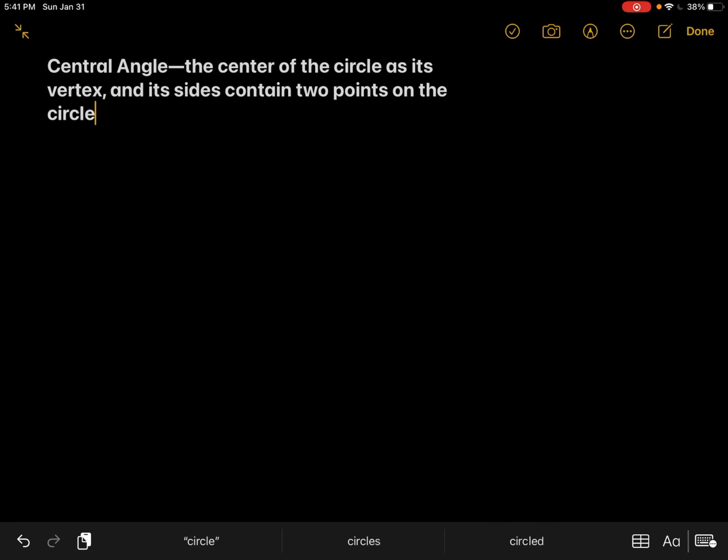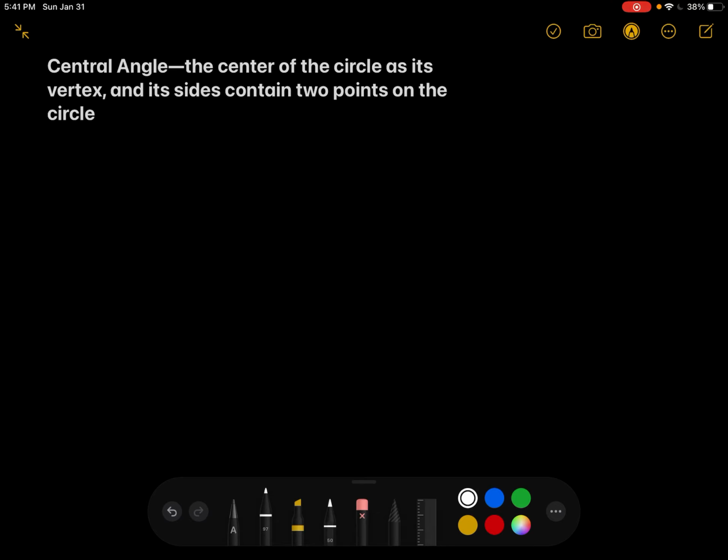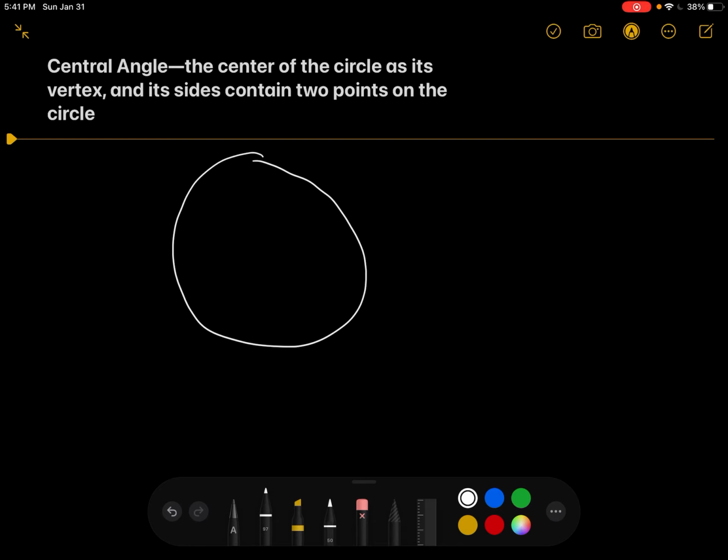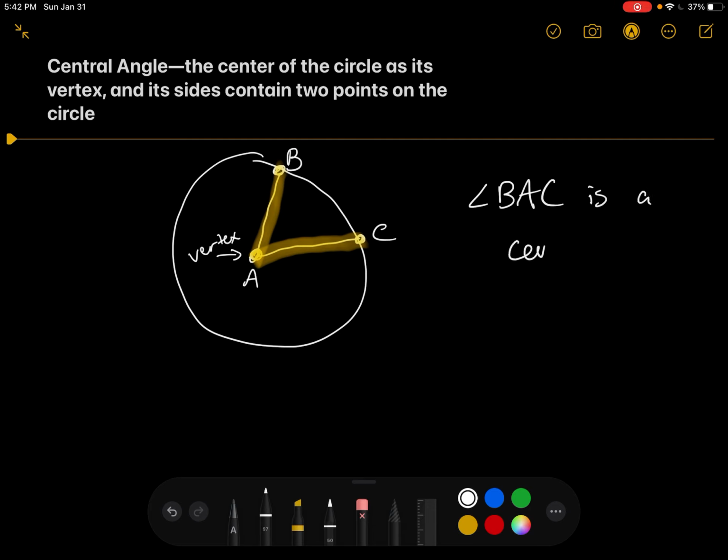So what does this look like? So if we draw a circle, we know that the center is a vertex. So if this is circle A, that's going to be our vertex. And it contains 2 points on the circle. So maybe this will be B and this will be C. So it's just talking about the angle that's formed by 2 points on the circle and using the center as the vertex of it. So call an angle BAC is a central angle.